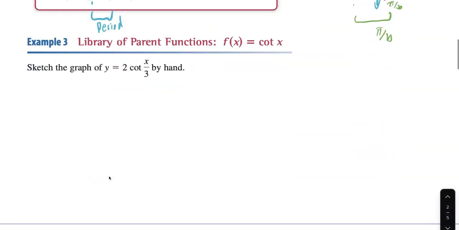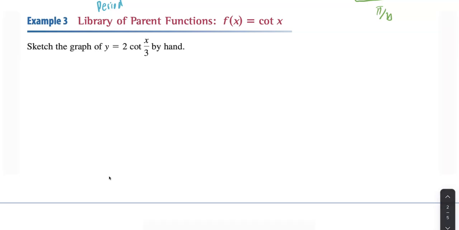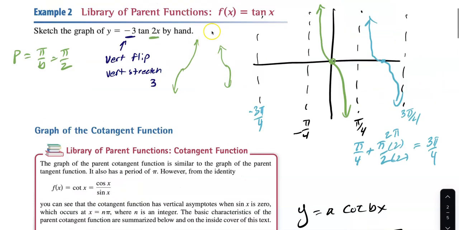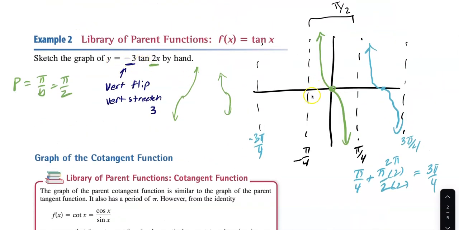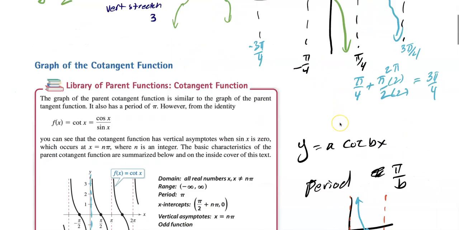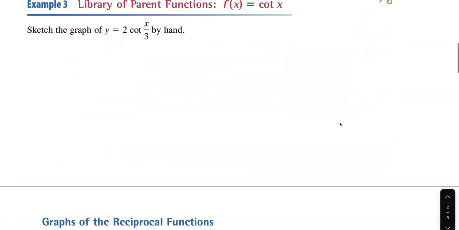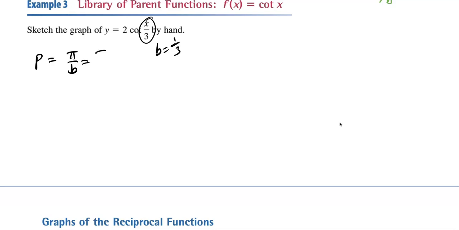So let's do one. Now again, that is a vertical stretch, so we're just gonna make it a little skinnier. That's what I should have done up here, by the way, the 3. You're gonna multiply by 3, so it's gonna stretch by 3. But anyway, back to this one. Key things, my period. My period's pi over b. My b here is 1/3. So I get pi over 1/3. So that's gonna be pi times the reciprocal, and I get 3 pi.